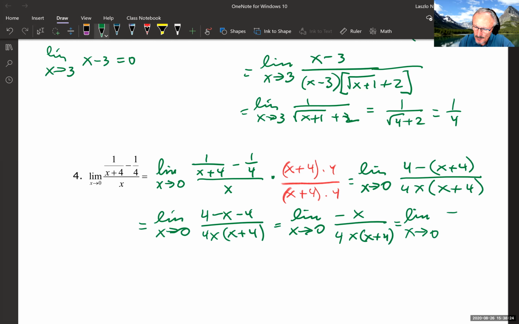And so at this point, I think we are very close to a solution. What do we see? We can solve this by direct substitution. And I see negative 1 over 4 times 4. And that is negative 1 over 16 as our final solution to this limit.